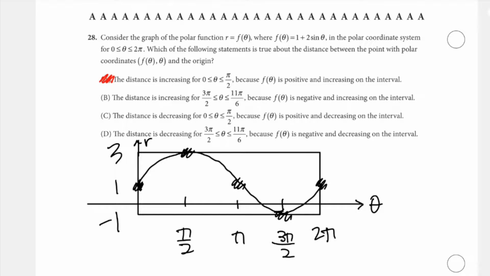E looks true, but r is negative and increasing. It's getting closer to 0. Okay, remember, decreasing is becoming more negative, becoming lesser, not going closer to 0.